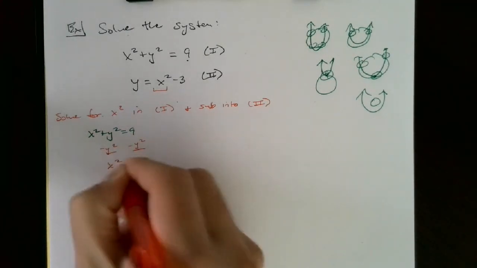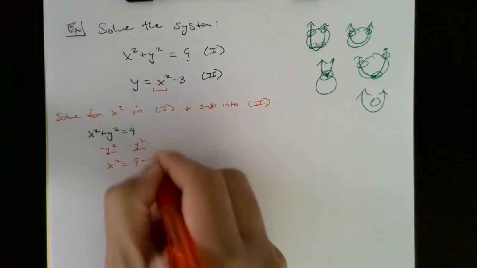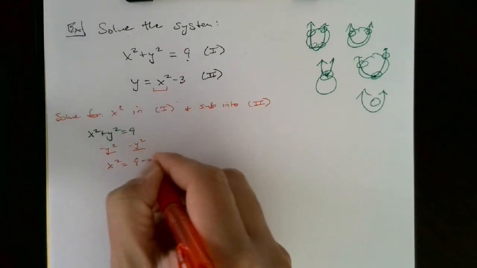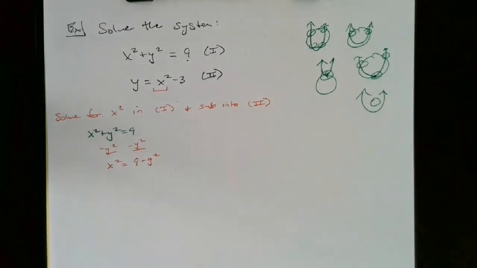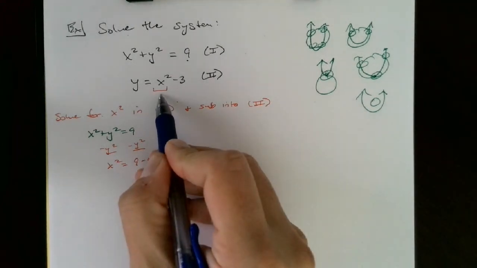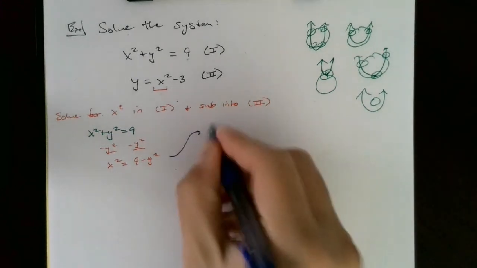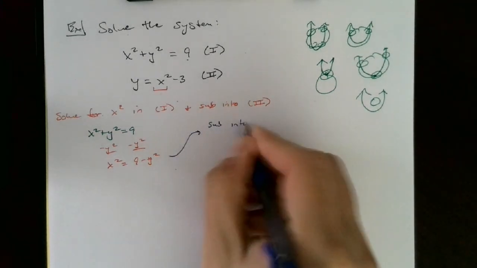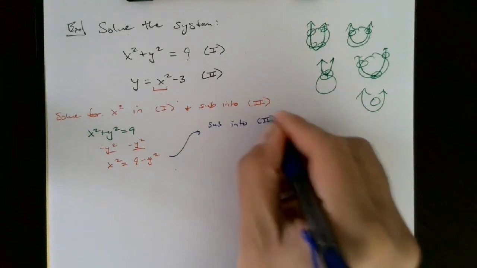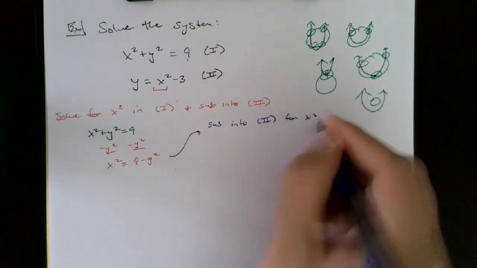So I get x squared equals 9 minus y squared, or you could write negative y squared plus 9. Those mean the same thing. But now remember what I'm doing with it. I'm subbing it in right here for this x squared. So I'm going to substitute into equation 2 for x squared, because I can just replace this as it is.